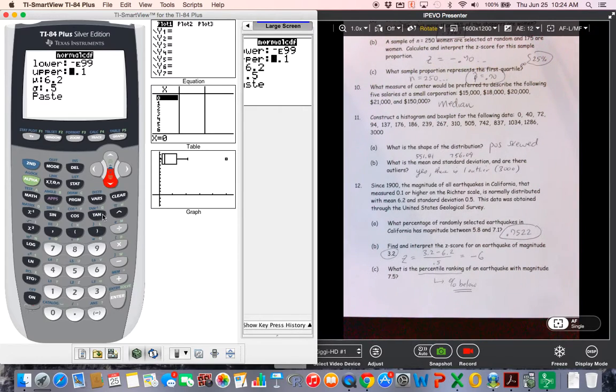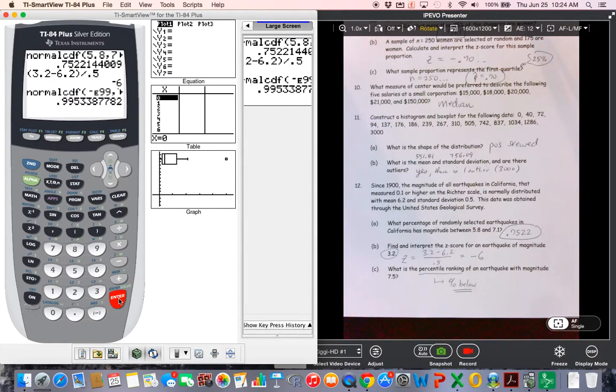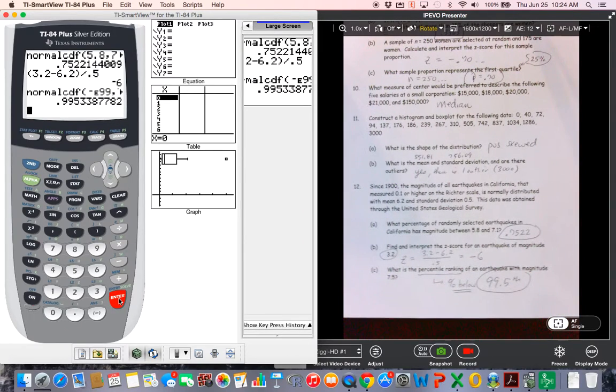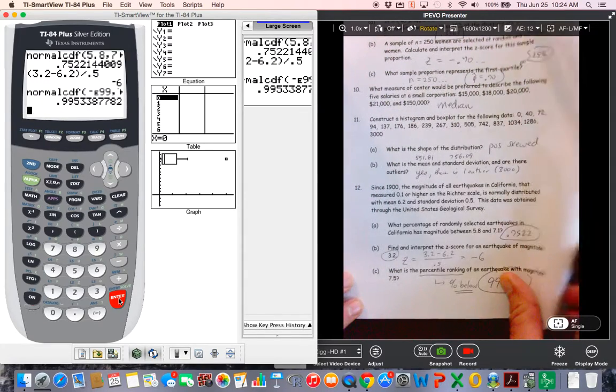So what is the percentile ranking of 7.5? We got our mean, our standard deviation. Again, we want percent below. So we would say that this would be the 99.5th percentile. So 99.5% of the earthquakes are at or below a 7.5. Of course, that's kind of reasonable because a 7.5 earthquake is a pretty big guy. You're doing a whole lot of shaking when you get something like that.